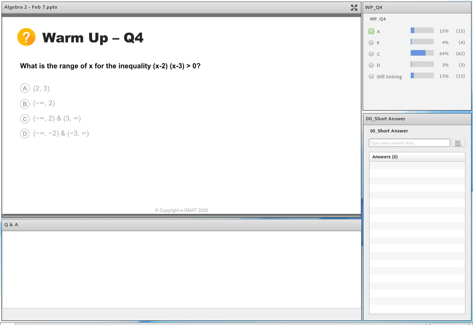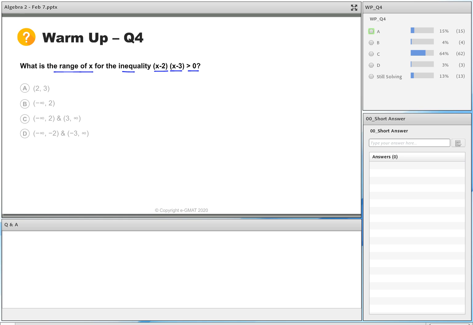Now, before I move ahead in this question, what do I have? What is the range of x? So I need to find out the range of x. For the inequality, x minus 2 times x minus 3 is greater than 0. So the product of x minus 2 and x minus 3 is a positive number.